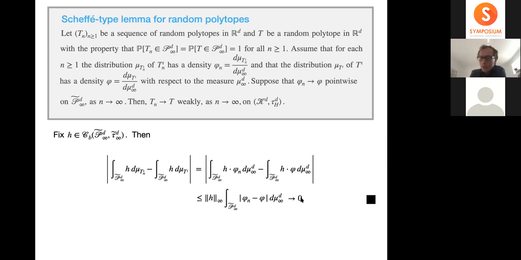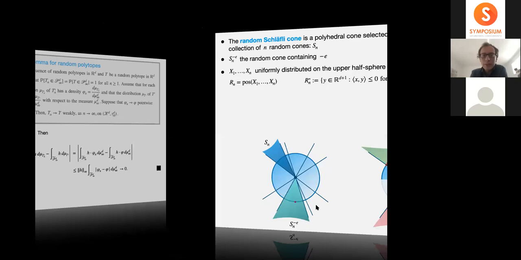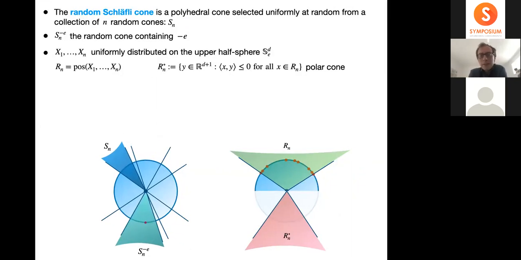So this is now a criterion for weak convergence of polytopes, which works with these vertex representations. You need to have access to the densities of these vertex representations. And the question is, how can we work with this? The work makes a little detour, and it goes via two other models of random cones and polytopes.